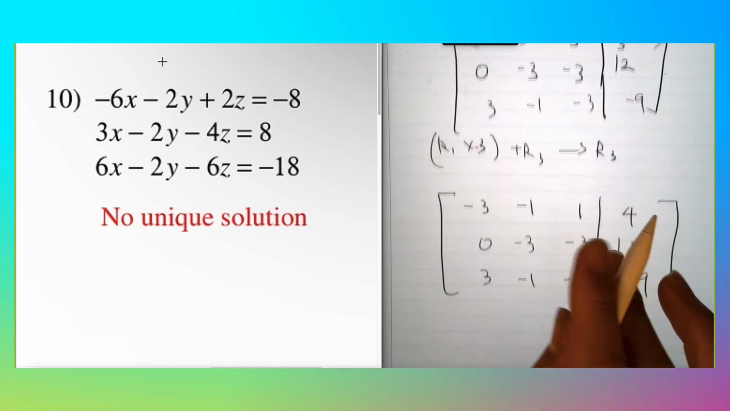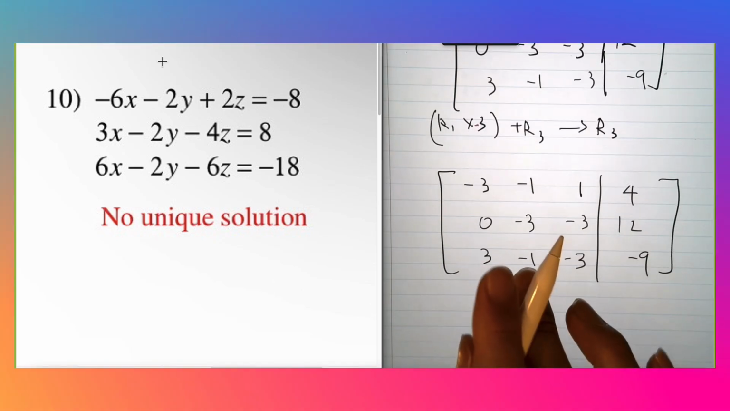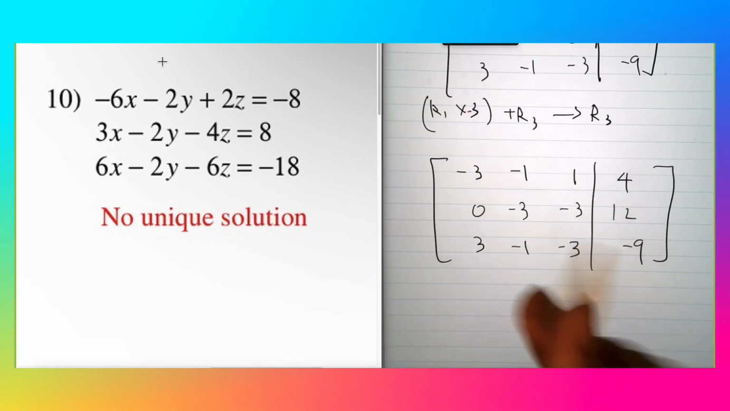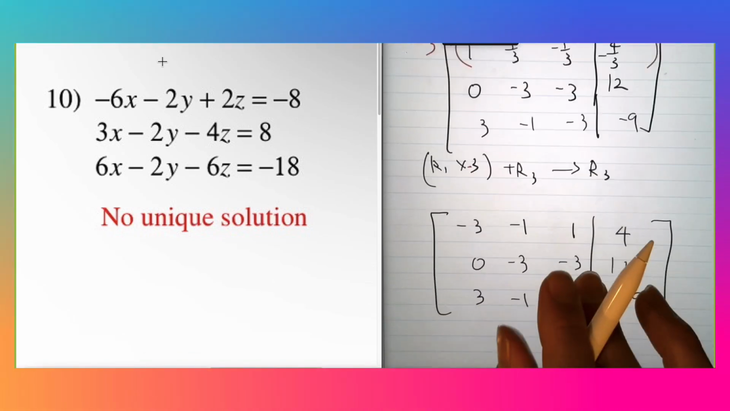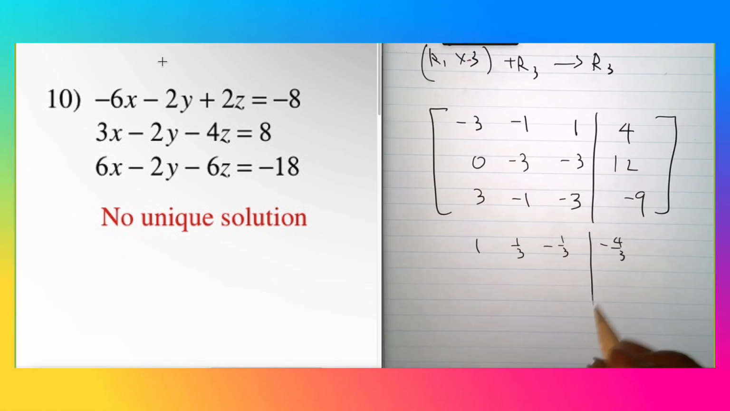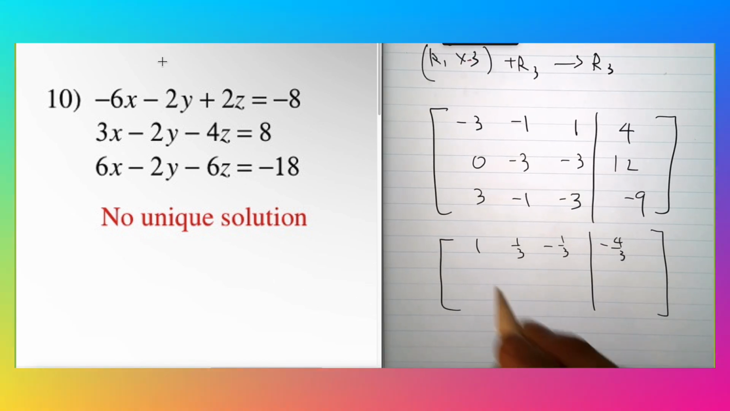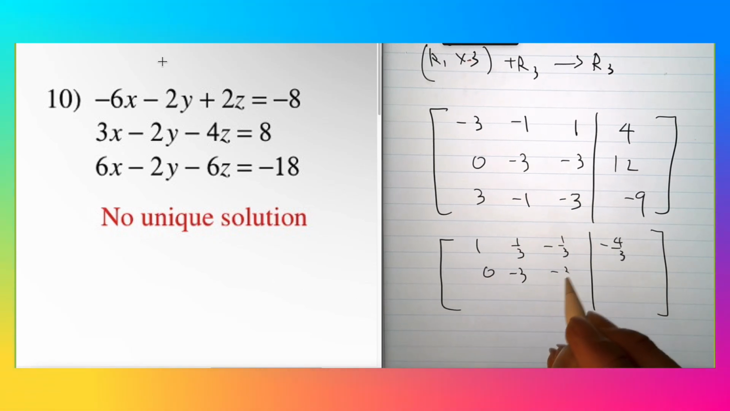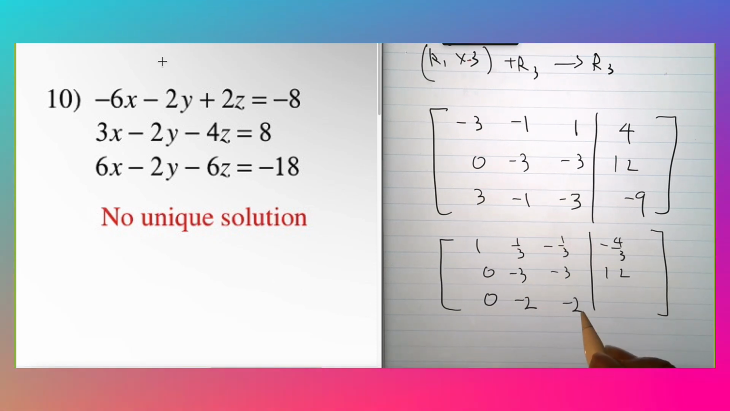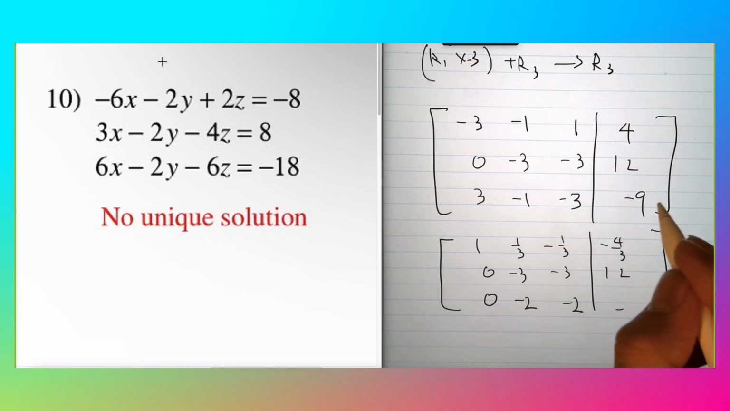Alrighty, let's add row 1 and row 3. Okay, we're adding these together. The top row should still stay the same: 1, 1/3, negative 1/3, negative 4 over 3. It's the bottom row that we need to replace. Row 1 and row 3 give 0, negative 2, negative 2, and negative 5.